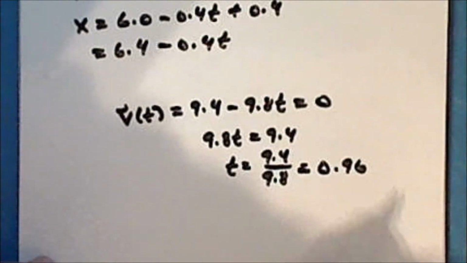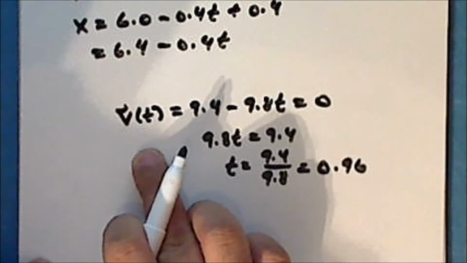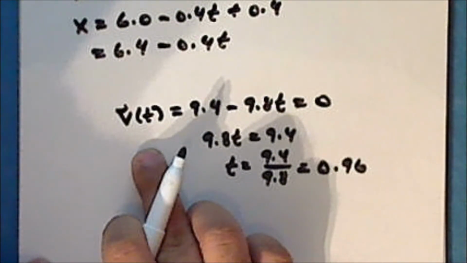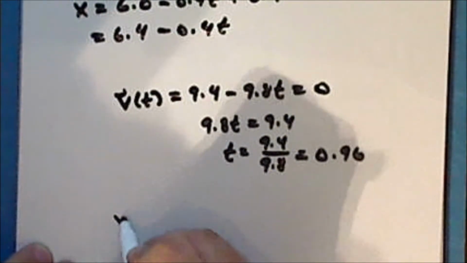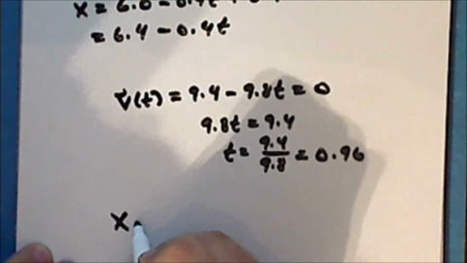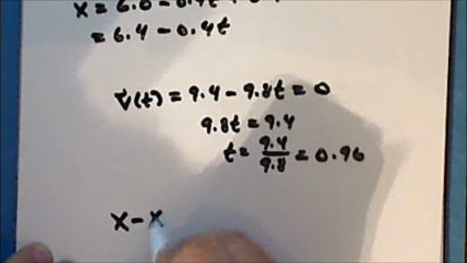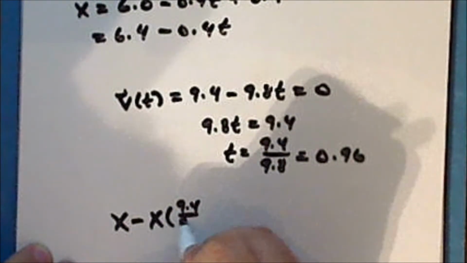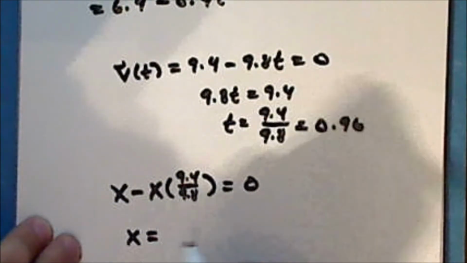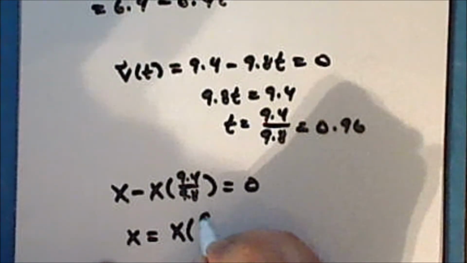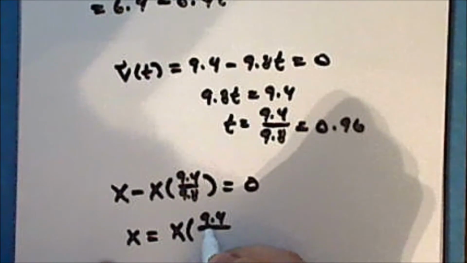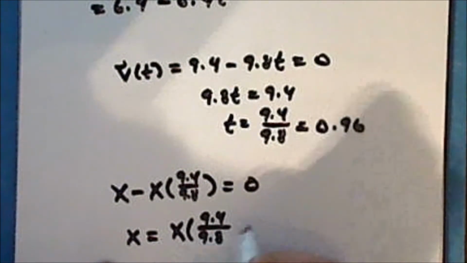So at this time, the velocity is 0, which means that the slope of the line tangent to the position function at this time is 0. That is a horizontal line. And so we have the horizontal line x minus x of 9.4 over 9.8 is equal to 0, which is the horizontal line in the xt coordinate system: x equal to the value of the position function at the time 9.4 divided by 9.8.